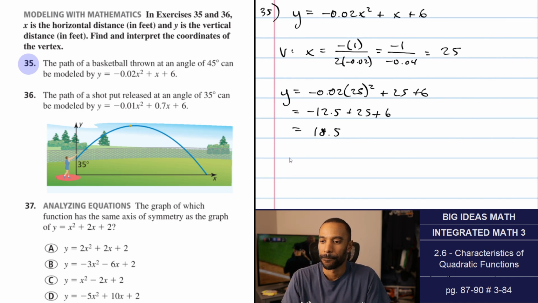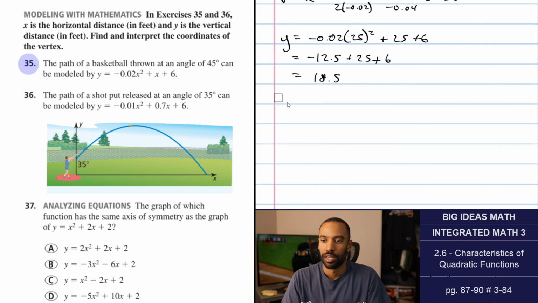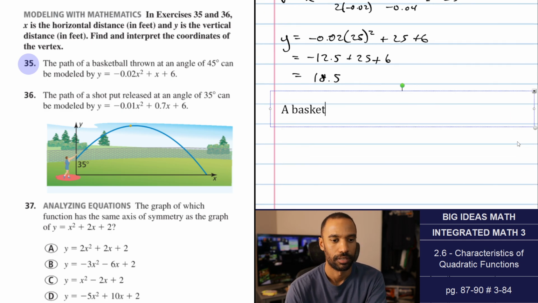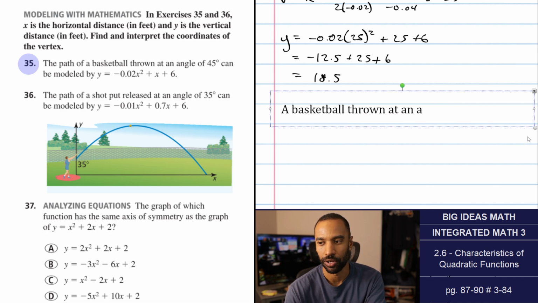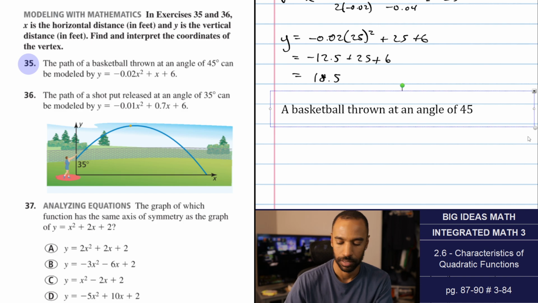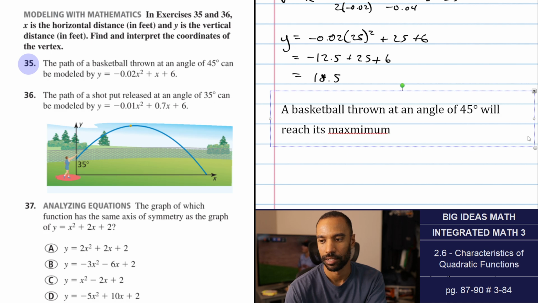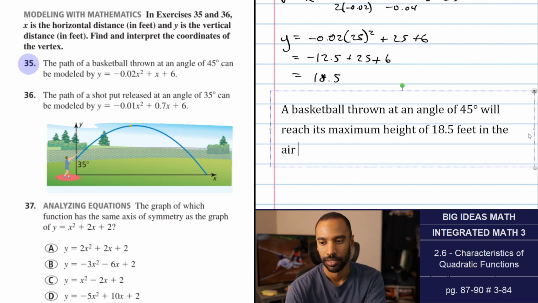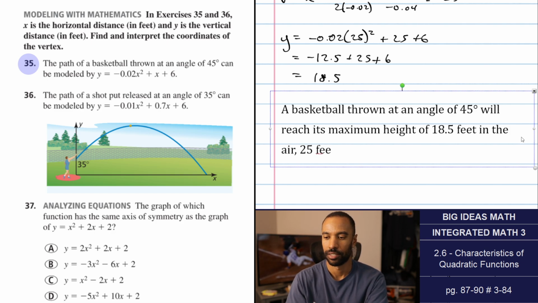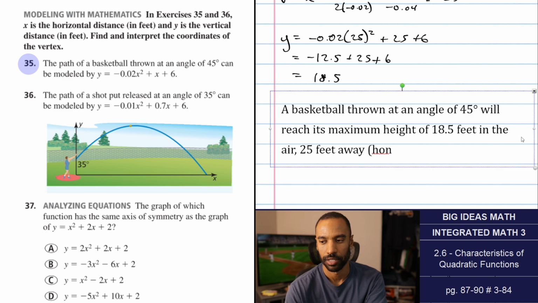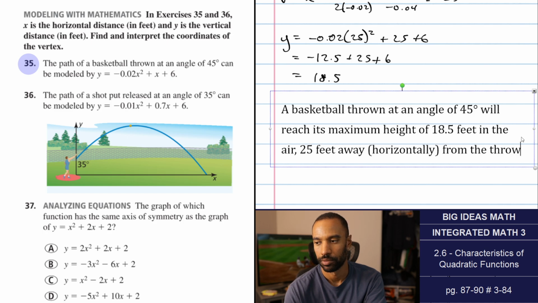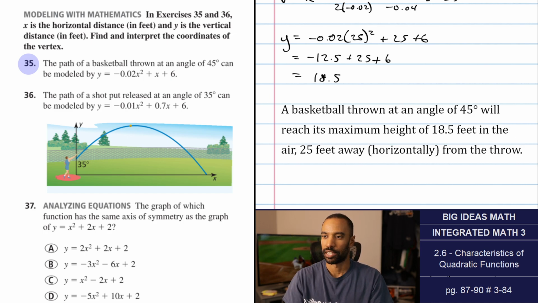Anyway, what do I want to say about that? Interpret these. A basketball thrown at an angle of 45 degrees will reach its maximum height of 18.5 feet in the air, 25 feet away horizontally from the throw. Now, let me write the vertex itself.